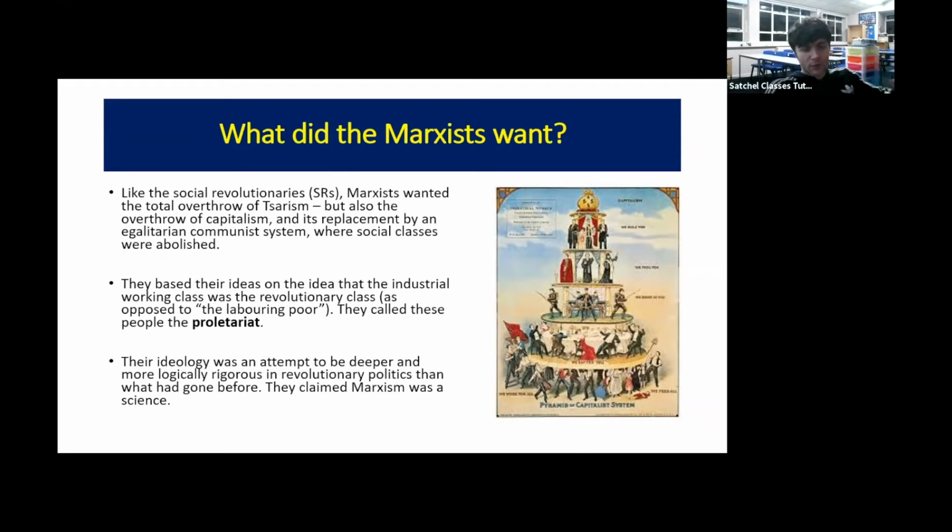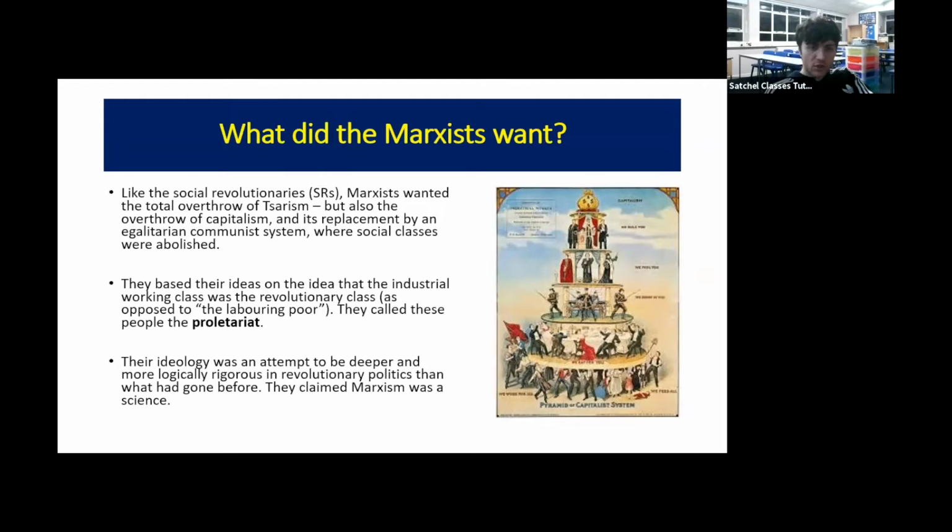It's getting rid of the whole idea of rich and poor and having everyone be the same. And crucially, this is a central idea, it'd be worth highlighting in your notes. They wanted to base their ideas on the industrial working class specifically.